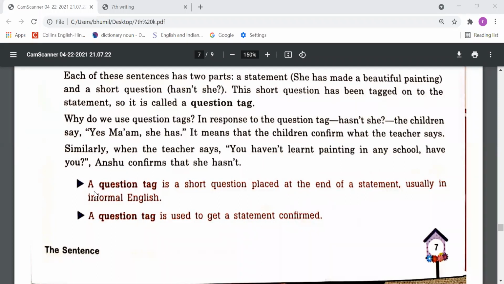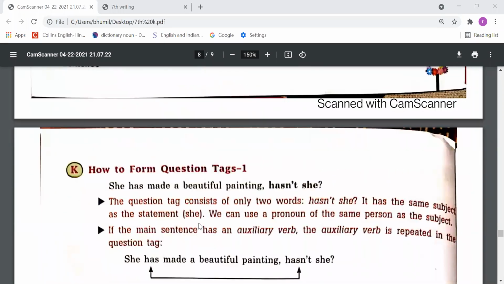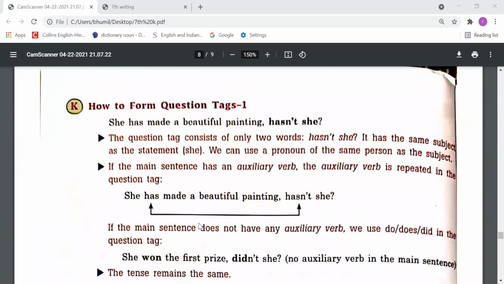Next, a question tag is a short question placed at the end of a statement, usually in informal English. A question tag is used to get a statement confirmed. So the question tag is added at the end of the statement, and we put the question tag just to confirm our statement, right? Next, how to form question tags. So some rules are here. Let's understand how to form the question tags.